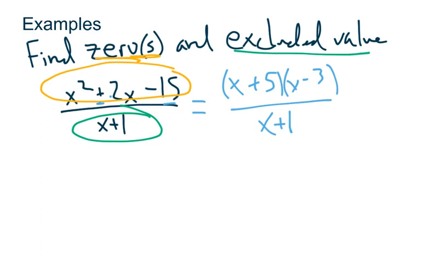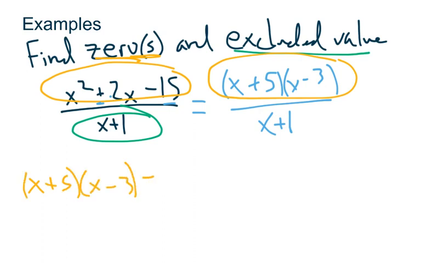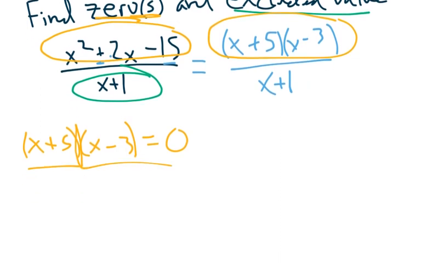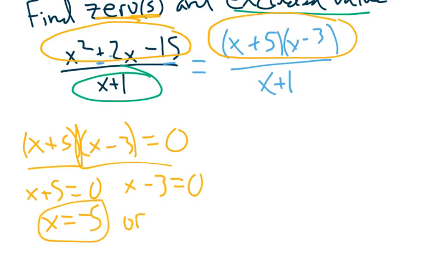Now to find the zeros, again, I'm going to take these and go x plus 5 times x minus 3 is equal to 0. I'm going to break these up into two separate equations. x plus 5 is equal to 0. x minus 3 equals 0. So the zeros are at x equals negative 5 or at x equals 3. This one could also be an "and" kind of situation.